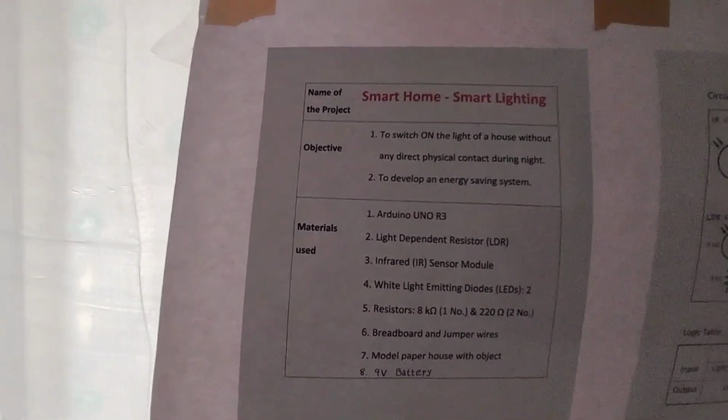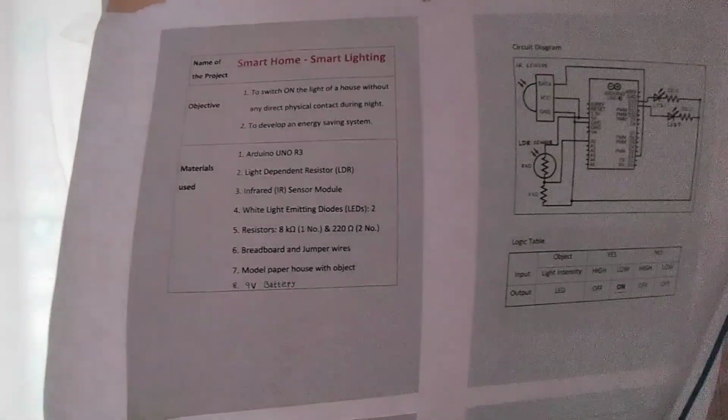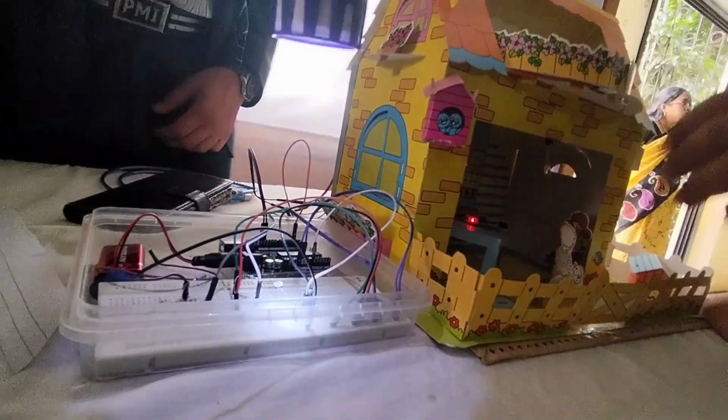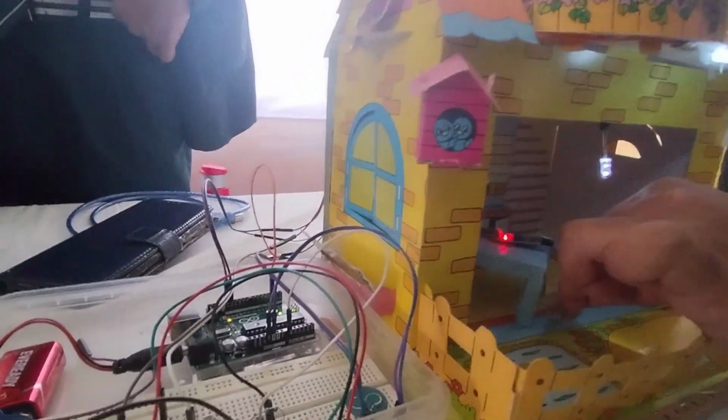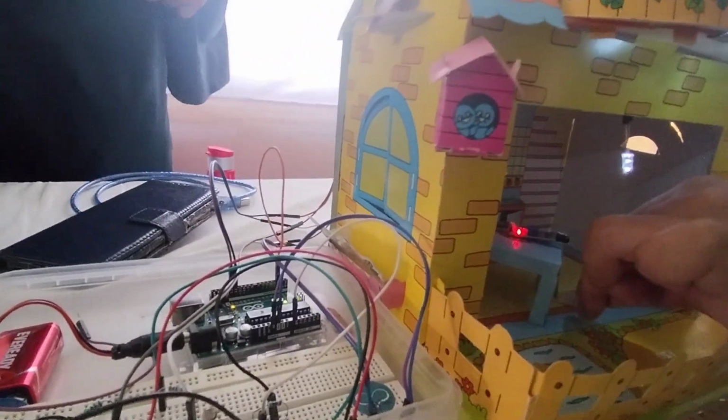This is a smart home, smart lighting project. The lighting is called smart because the light glows only when an object comes before it, and this only happens during nighttime conditions when the light is very low. If the light is very high or when the object is not there, it does not glow, thus saving electricity.